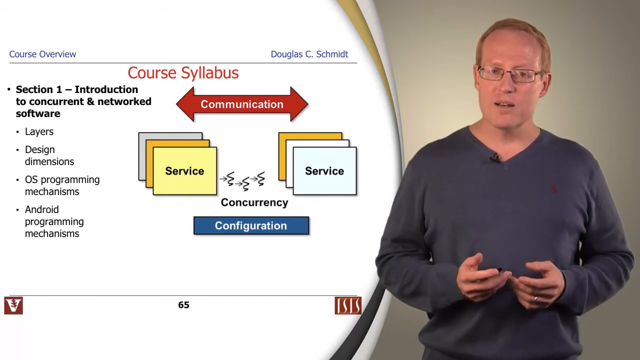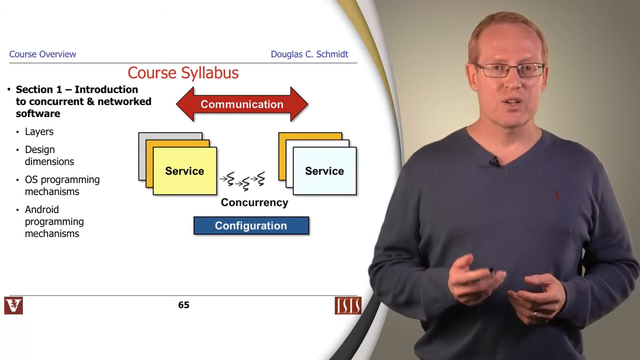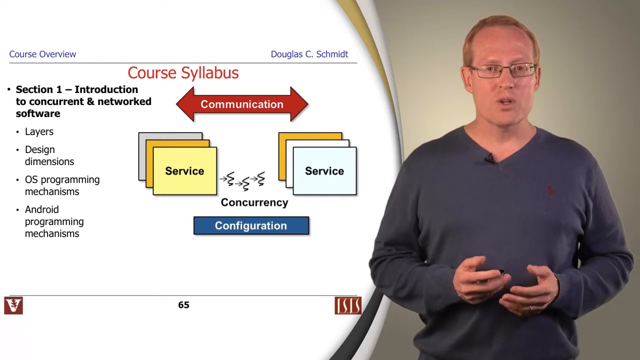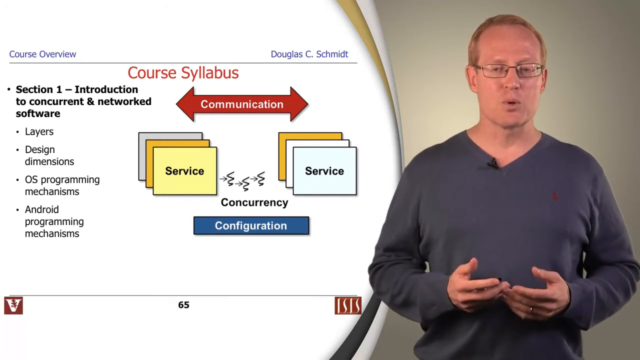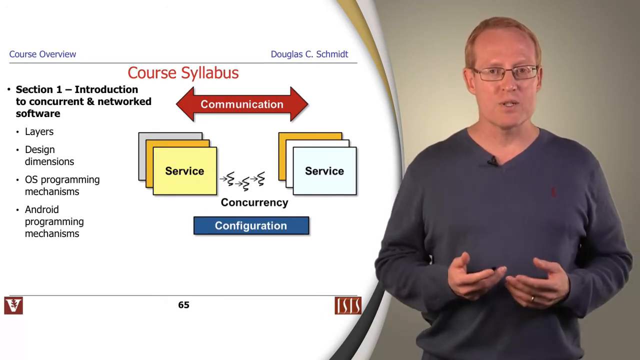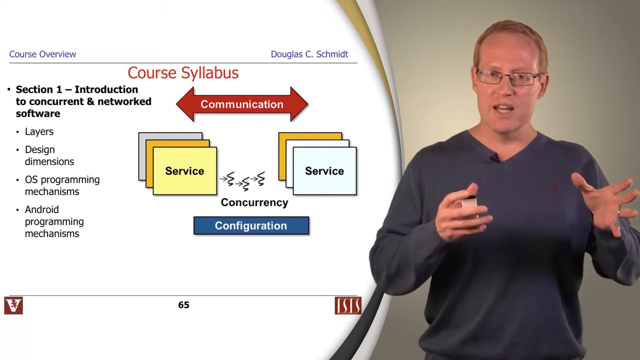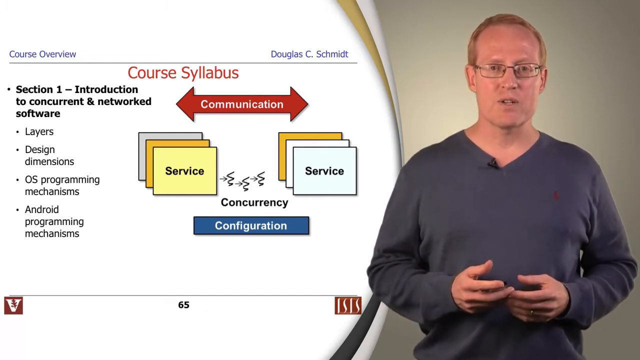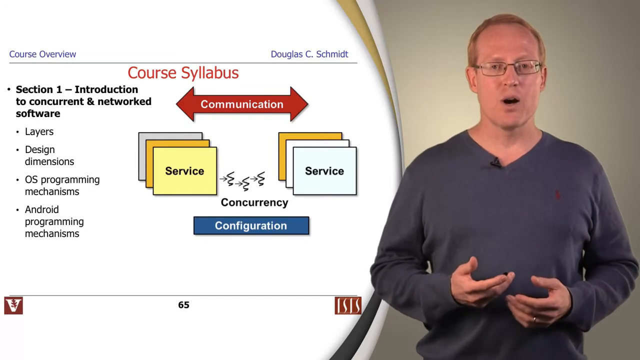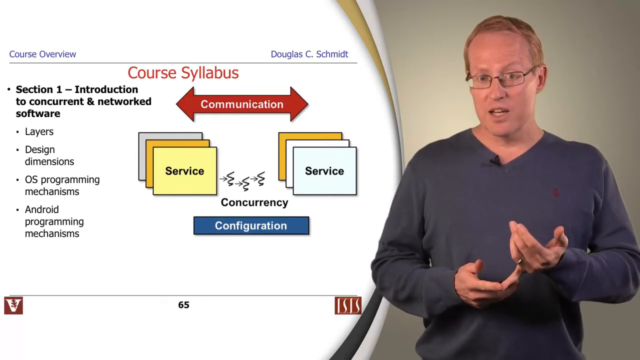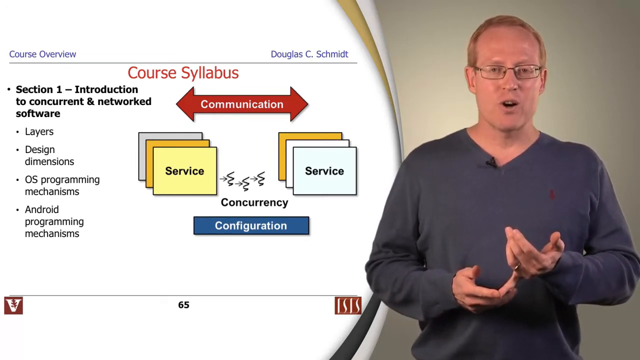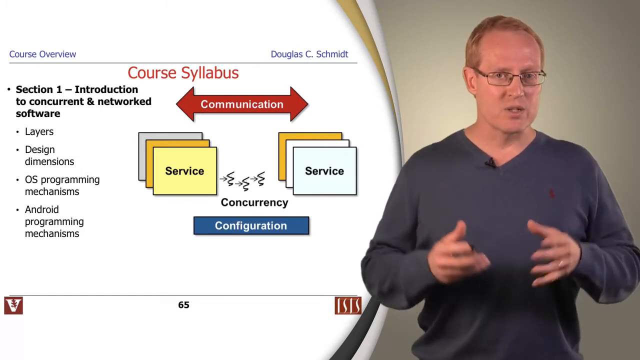Section 1 provides an introduction to concurrent and network software. We'll talk about communication-related issues. We'll talk about concurrency and synchronization. We'll talk about the ways of partitioning systems up into various services and how you configure them, and so on. We'll also be discussing the different layers of concurrent and network software, some design issues to consider.